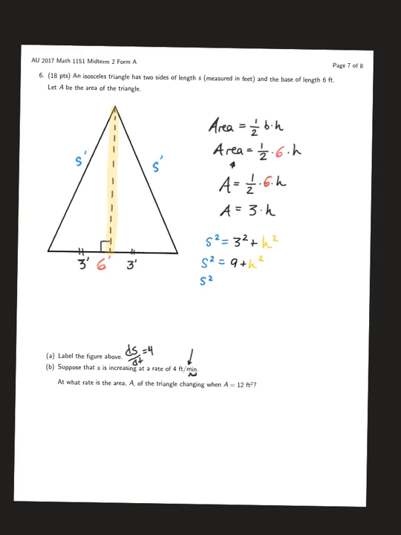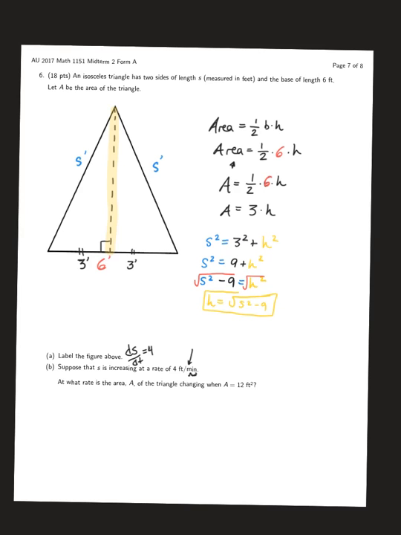And so s squared minus 9 is going to be equal to h squared. So h, the height, is just going to be the square root of this. So h is equal to the square root of s squared minus 9.